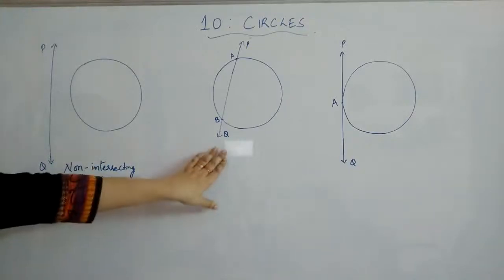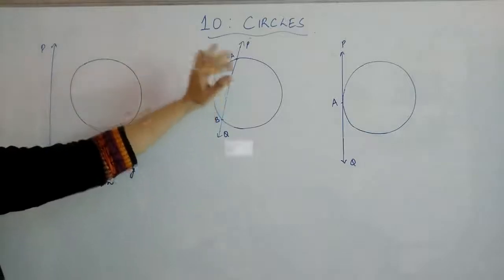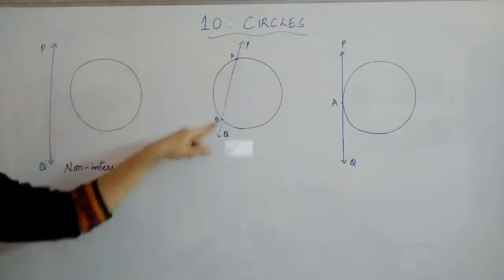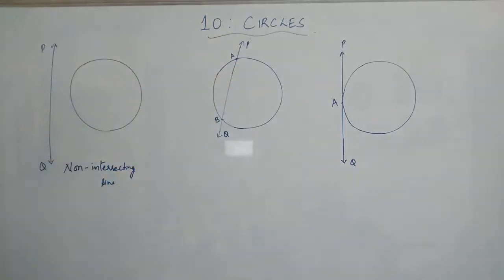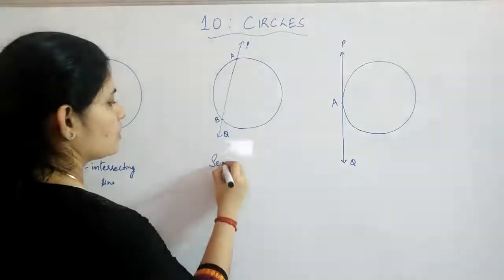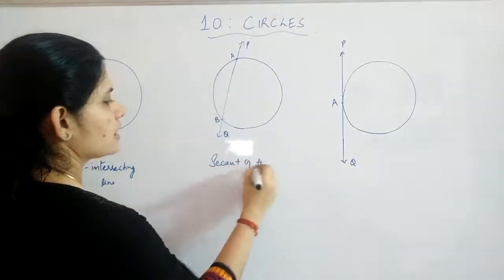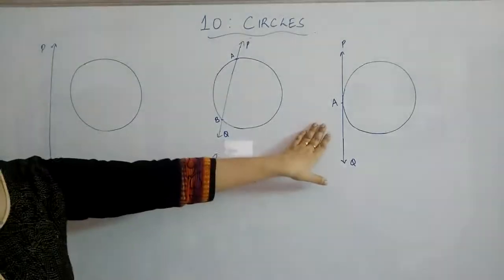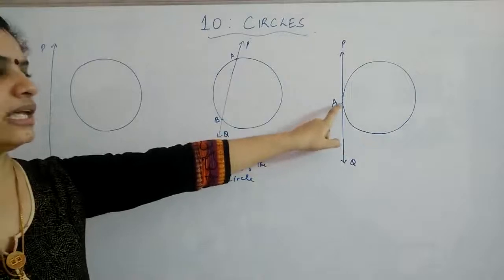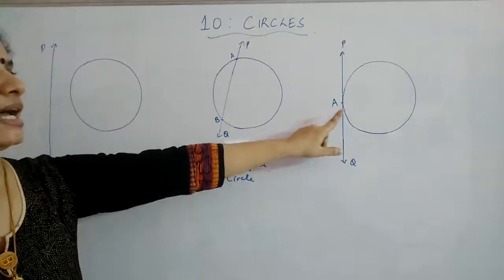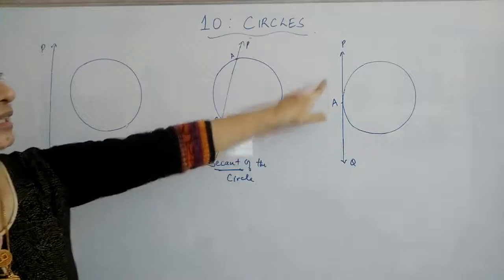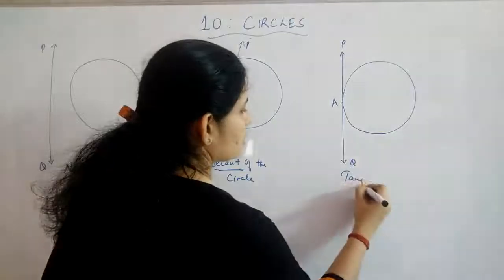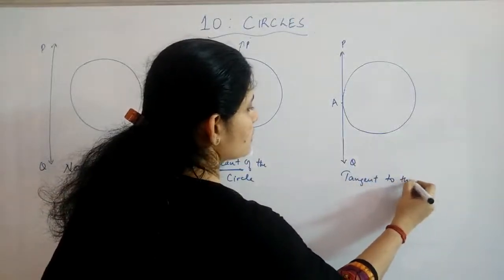Now in the second case you can see that the line has been moved, that is it is touching the circle at two different points A and B, and this type of line when it touches the circle at two different points is called a secant of the circle. Okay, and in the third case you can see that the line is touching the circle only at a single point, at one point A, and in that case you will say that the line is a tangent to the circle.